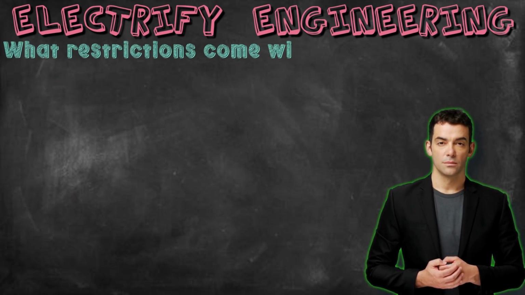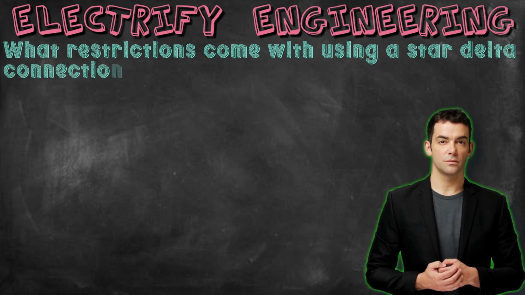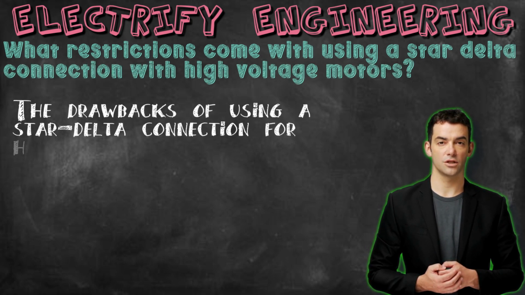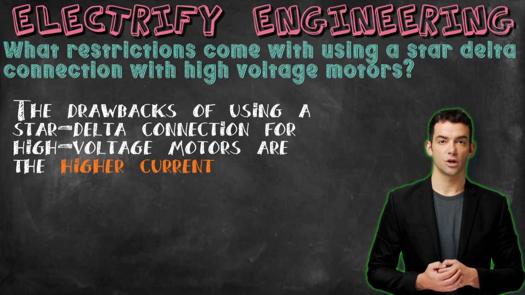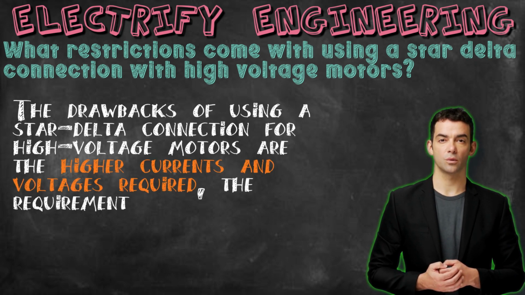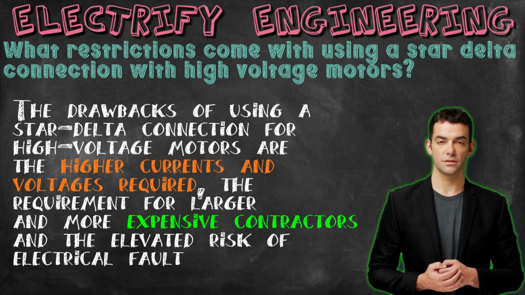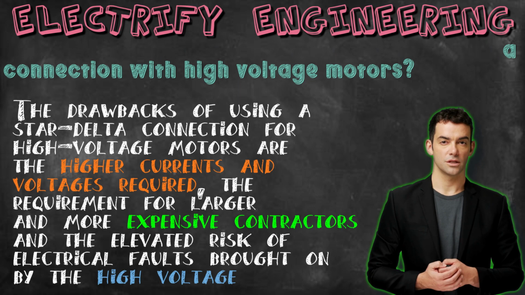Question 5. What restrictions come with using a star-delta connection with high-voltage motors? The drawbacks of using a star-delta connection for high-voltage motors are the higher currents and voltages required, the requirement for larger and more expensive contactors, and the elevated risk of electrical faults brought on by the high voltage.